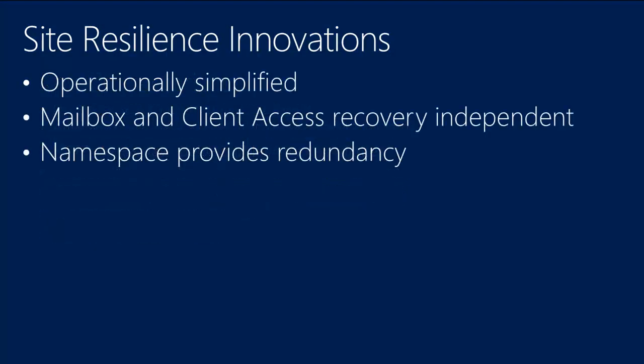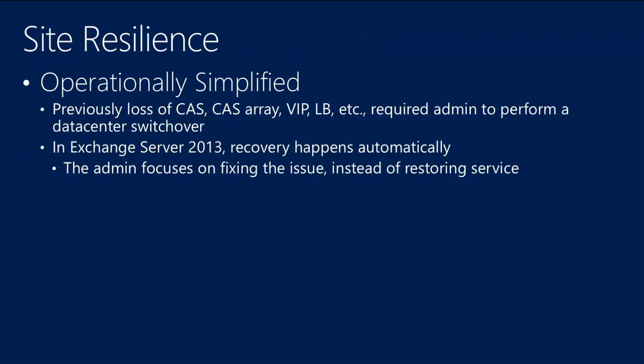All right, so let's talk about the innovations. It's operationally simplified. Mailbox and CAS have been decoupled. And the namespace provides redundancy. So what do we mean by these things? Operationally simplified. Well, it means in 2010, when you lost your CAS array, or the load balancer that was in front of it, or the VIP, or part of your DAG, or all the DAG, or so forth, you had to do a data center switchover.